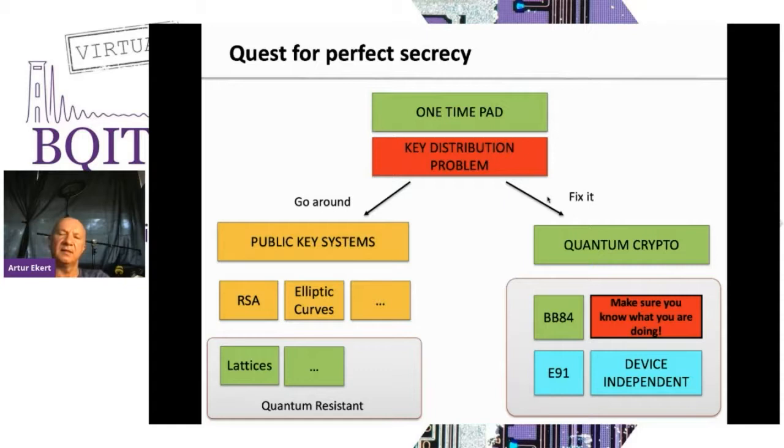Then there is another system, which is based on entanglement, that I proposed back in '91. That one has the advantage that it can be modified into something called device-independent crypto, where you don't have to really trust the devices that you are using. I'll say a few words about this at the end of the talk.